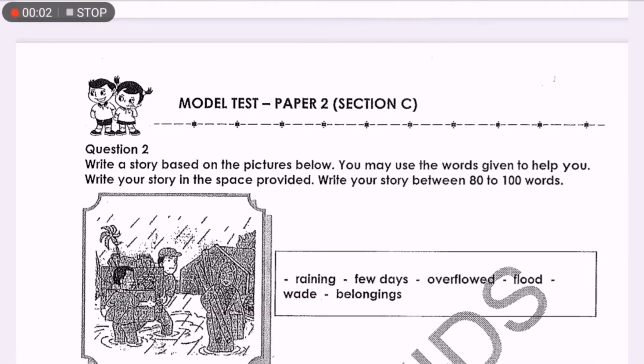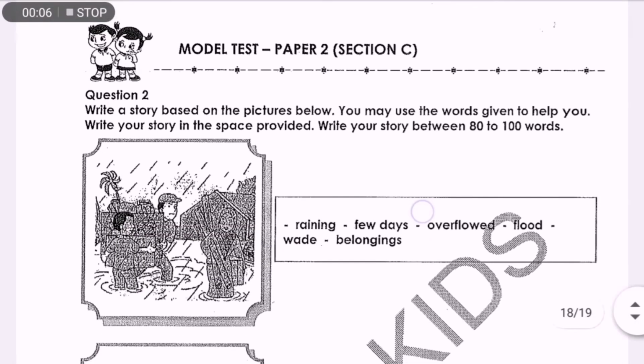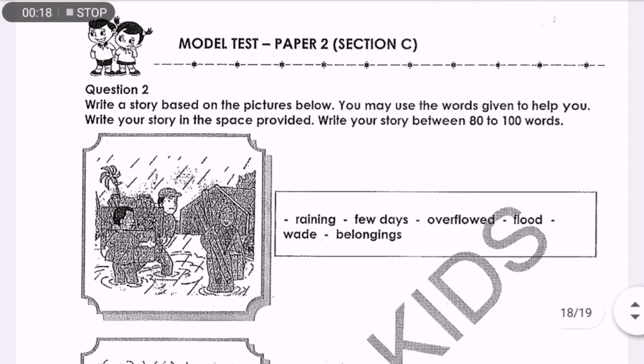Okay, let's answer this section C question. Question 2. Write a story based on the pictures below. You may use the words given to help you. Write your story in the space provided. Write your story between 80 to 100 words. Now this is a word expansion question, so you need to elaborate your answer.